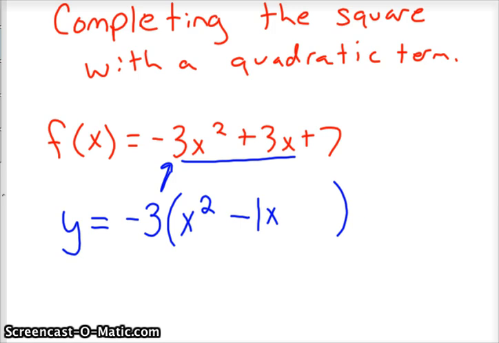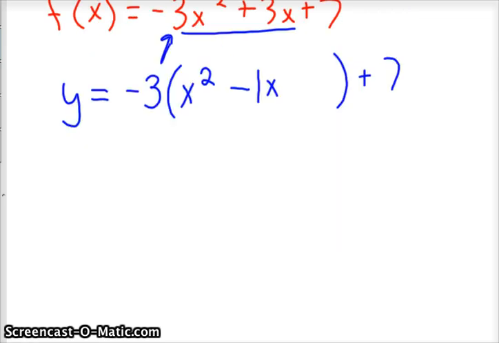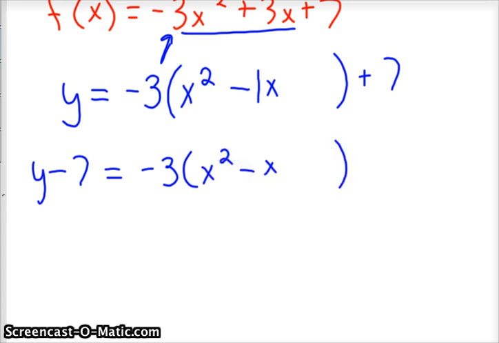And then we've got +7. It hasn't disappeared either. So we can avoid some of the fractions by factoring out a 3. And we don't factor 3 out of the 7. We'll go ahead and move that 7 out of the way like we normally do. So y minus 7 equals -3 times x squared minus x. And we've still left a spot because we're going to have to complete the square on that x squared minus x.